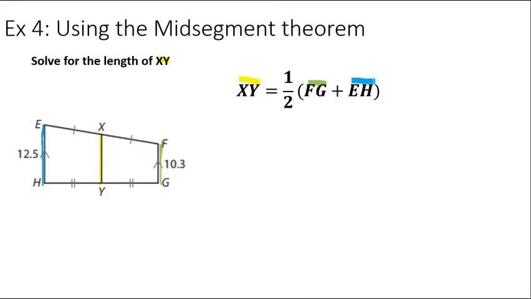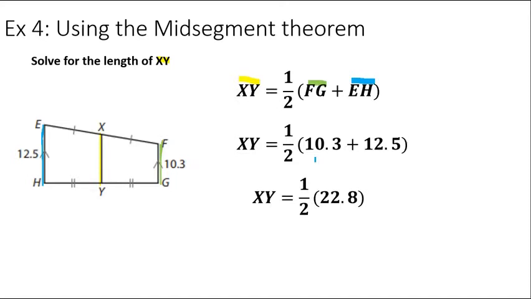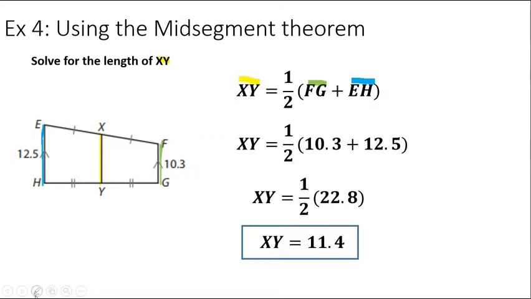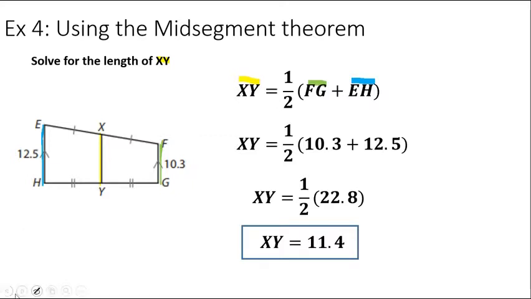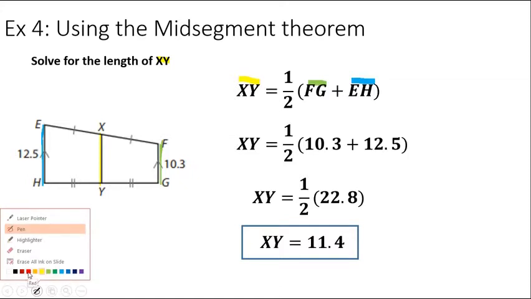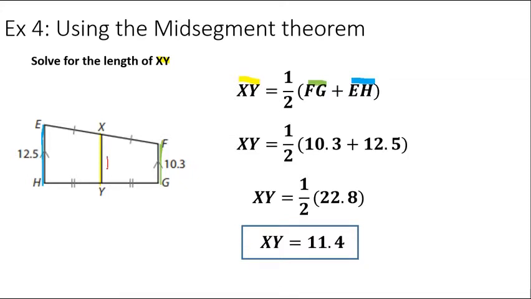So what we do here is we add 10.3 plus 12.5, and then we take half of that. So we get 10.3 plus 12.5 gives us 22.8, and then half of 22.8 is 11.4. So that means that this segment right here, this is 11.4.